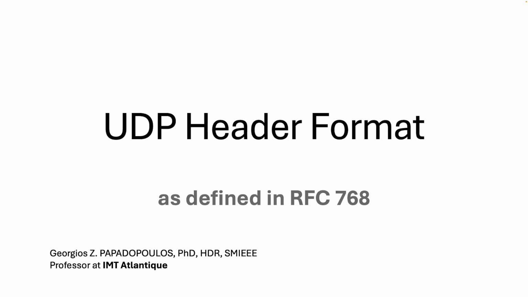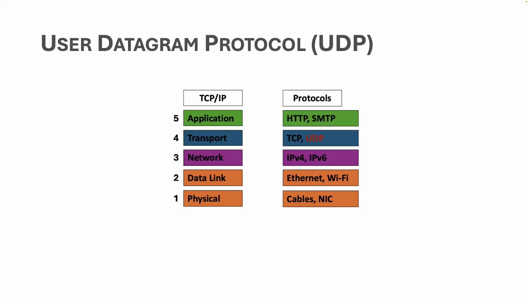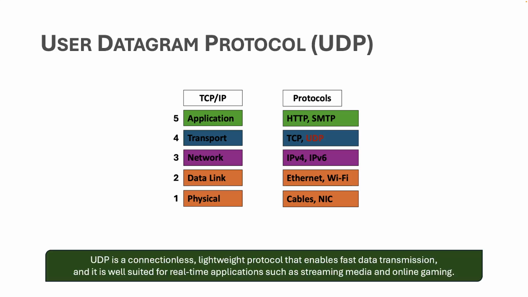Today we are going to see the UDP header format. Note that our source for this video is the RFC 768 standard where the user datagram protocol or UDP is specified. In computer networking, the UDP is a transport layer or layer 4 communication protocol in the TCP/IP protocol suite. An alternative to TCP, UDP is a connectionless, lightweight protocol that enables fast data transmission, and it is well suited for real-time applications such as streaming media and online gaming.